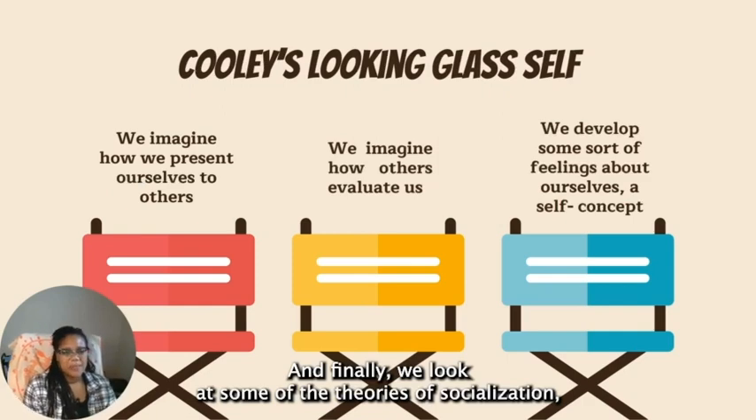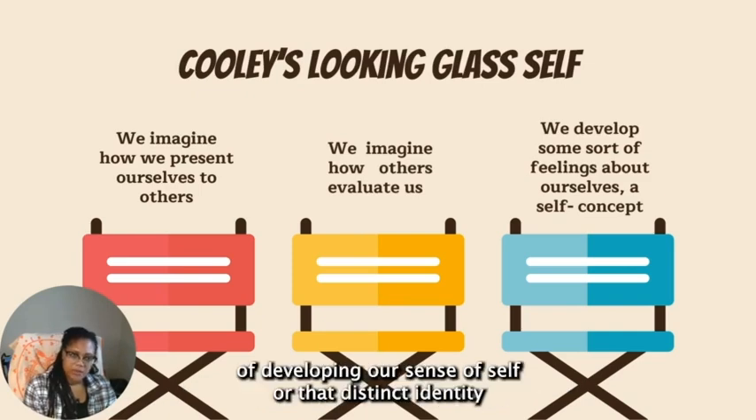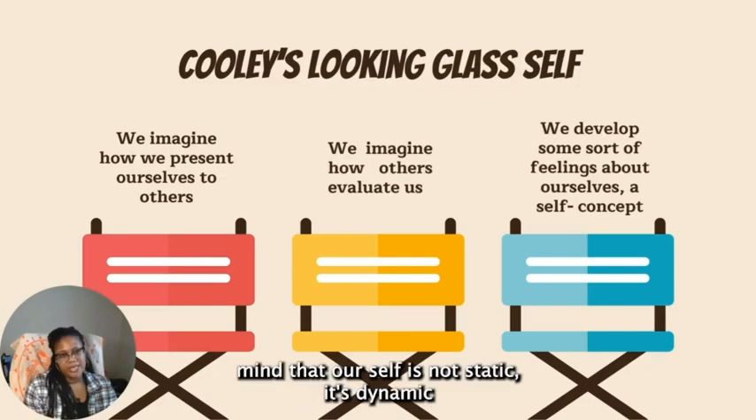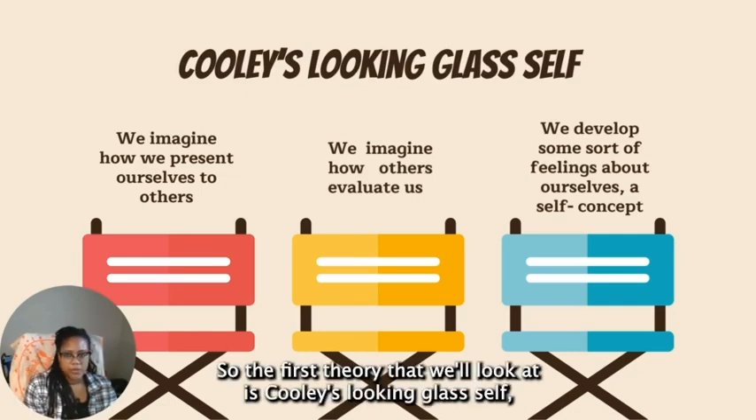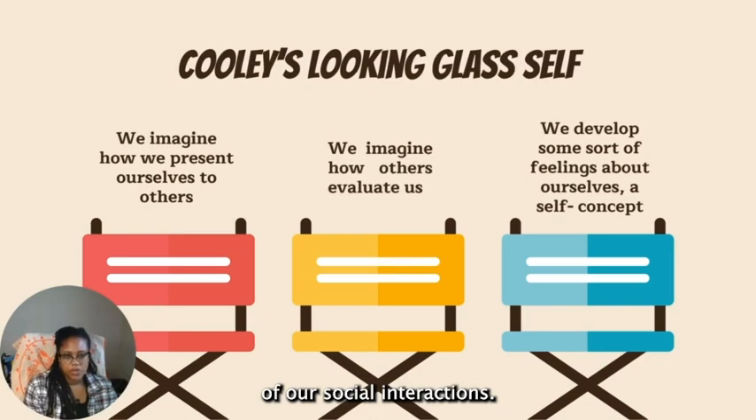And finally, we look at some of the theories of socialization, basically looking at how we go through the process of developing our sense of self or that distinct identity that sets us apart from others. We need to keep in mind that our self is not static, it's dynamic, and it develops and changes throughout our whole lifetime. So, the first theory that we'll look at is Cooley's looking glass self. And this actually emphasizes that the self is the product of our social interactions.